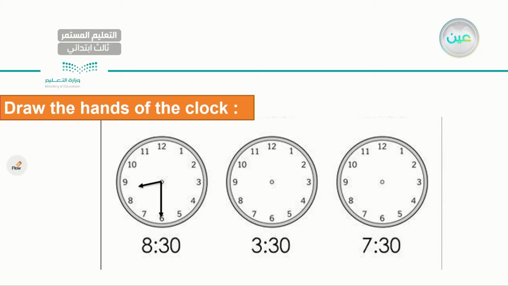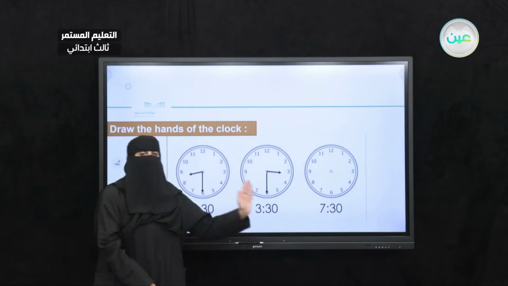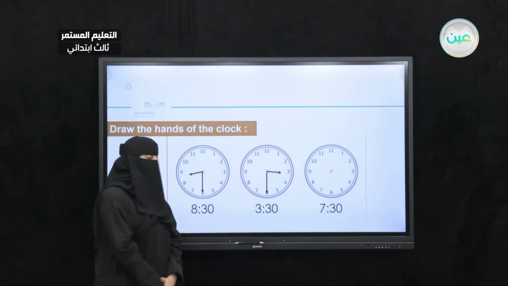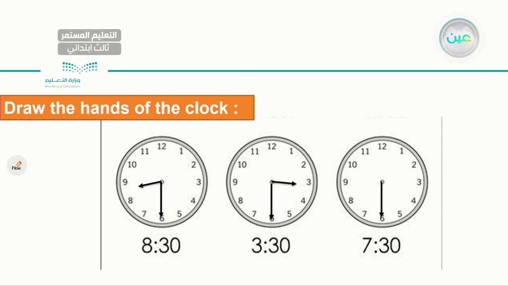3:30. That's the long hand for the minutes and the short one for the hours. 3:30. Very good. But the last one, it is 7:30. Very good, my dear student.